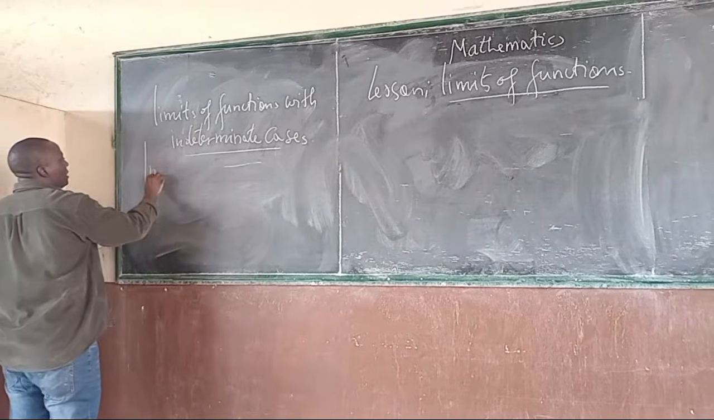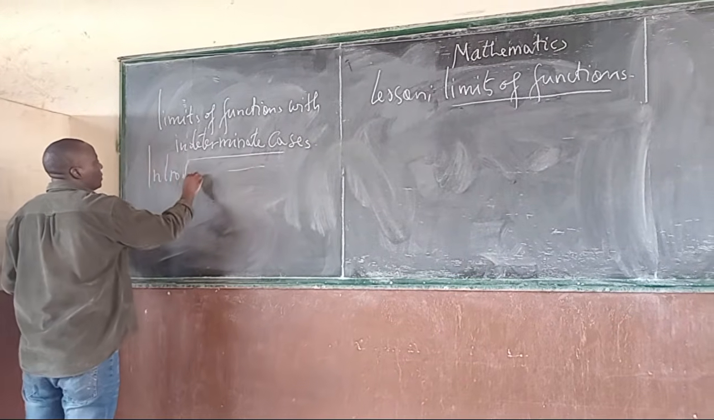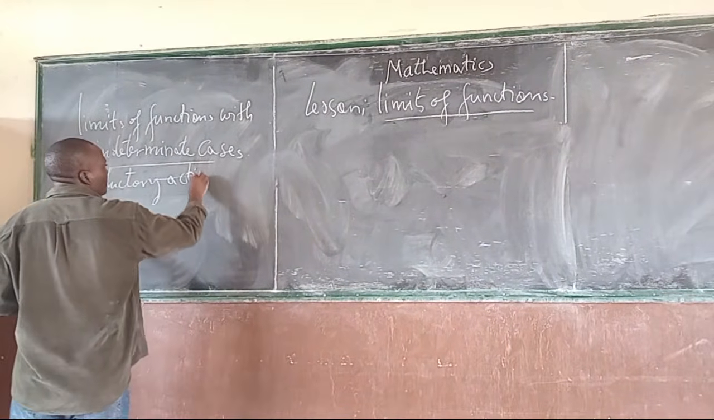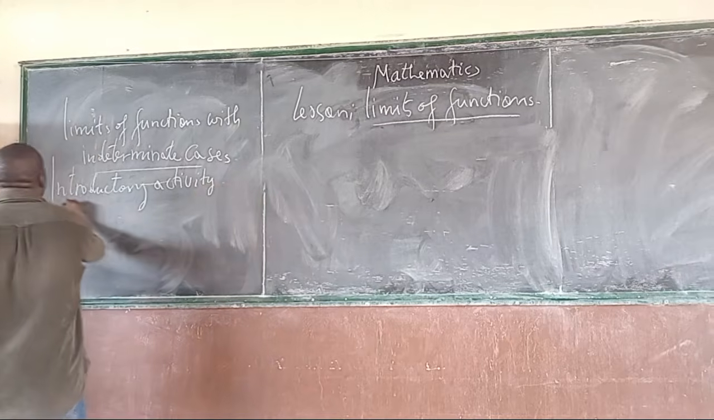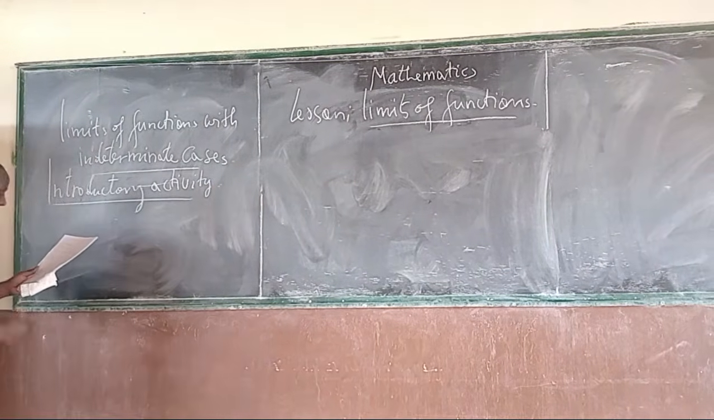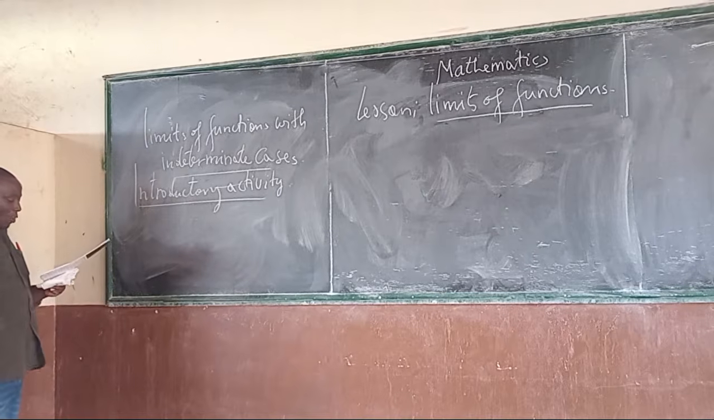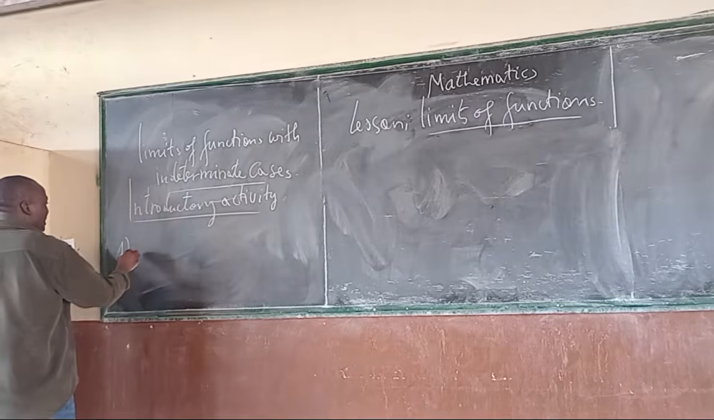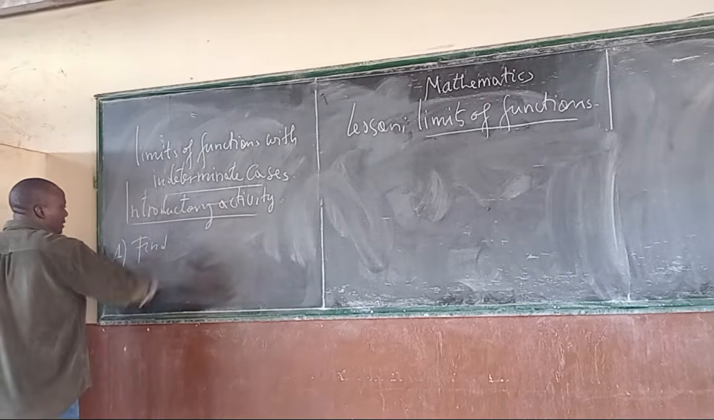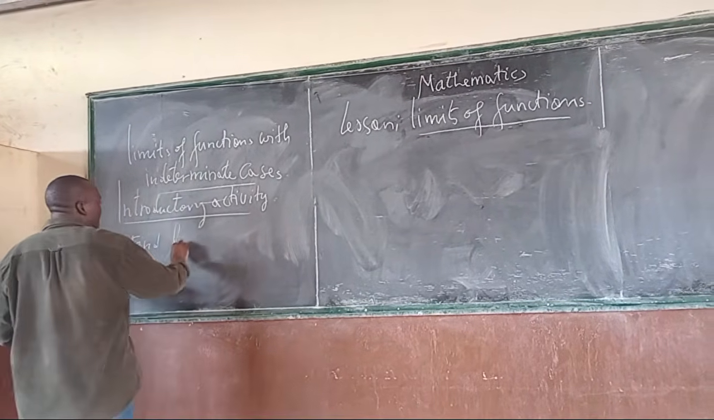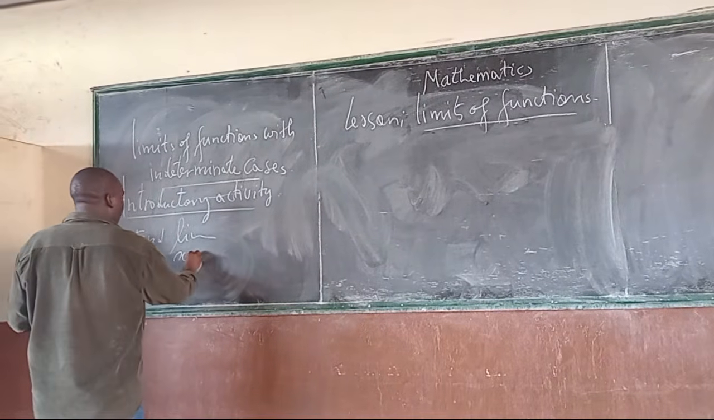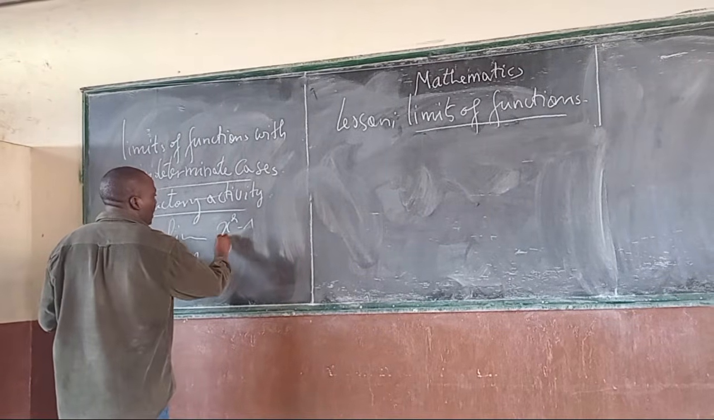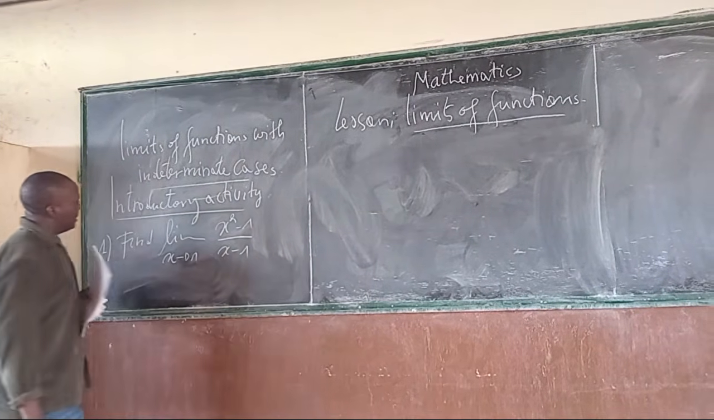Introductory activity. I'm going to begin my sub-lesson by using the introductory activity. When you have a question like this first one, we have: find the limit where x approaches 1 of (x² - 1) out of (x - 1).